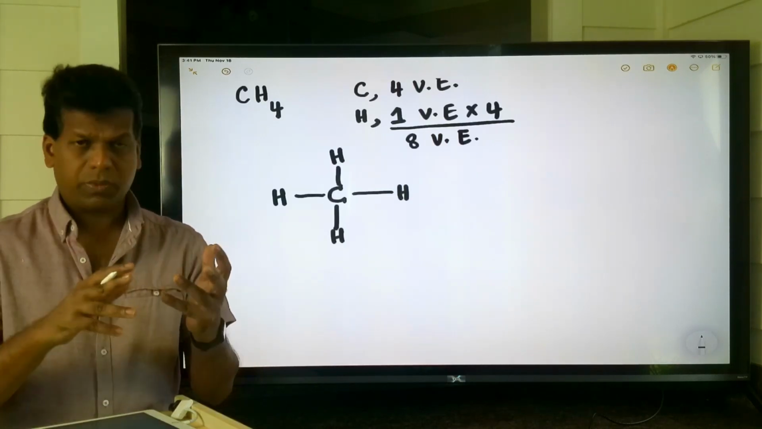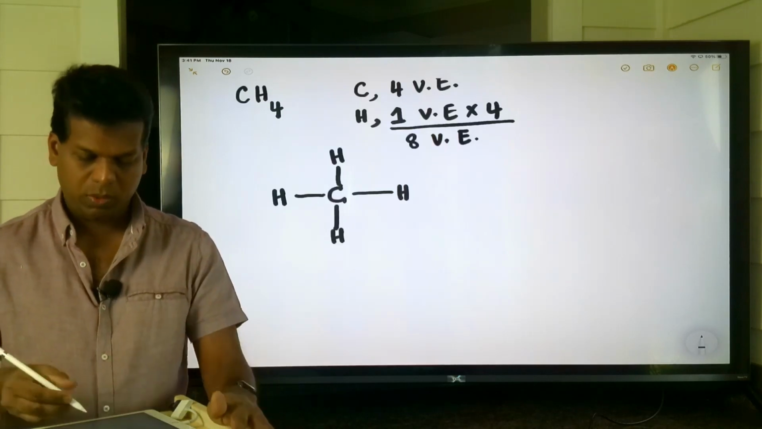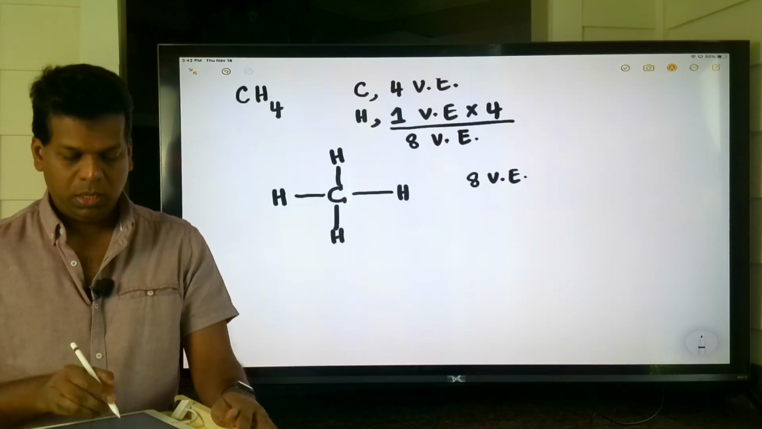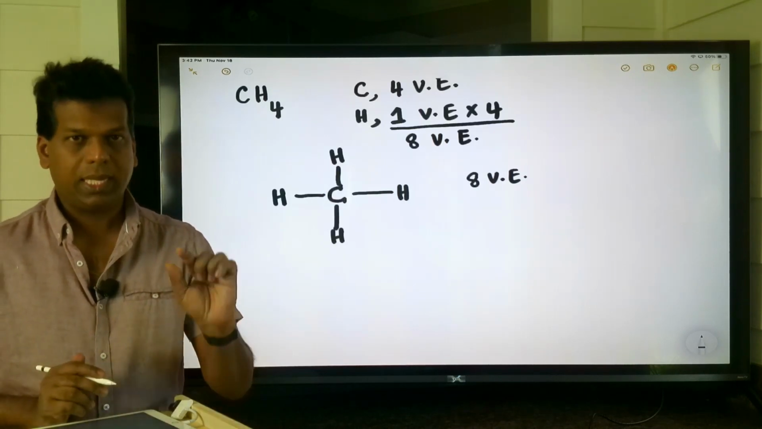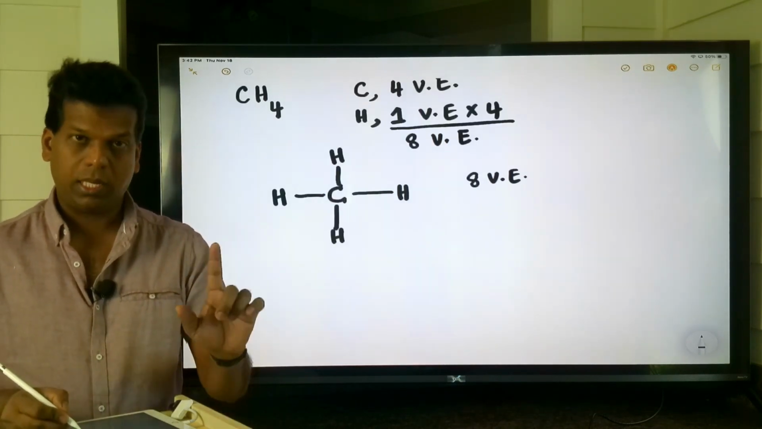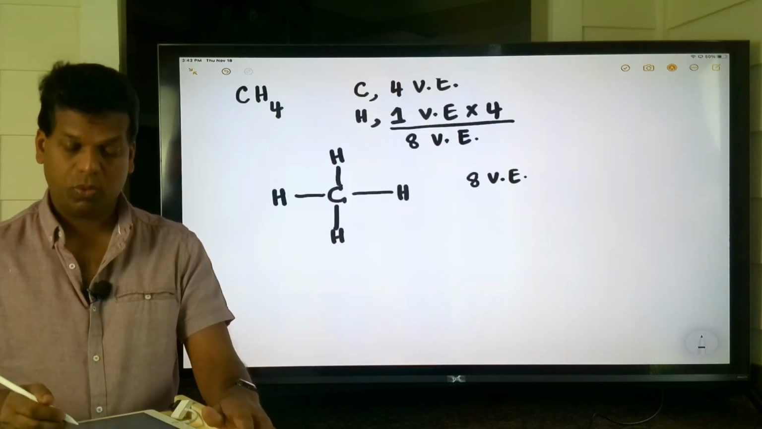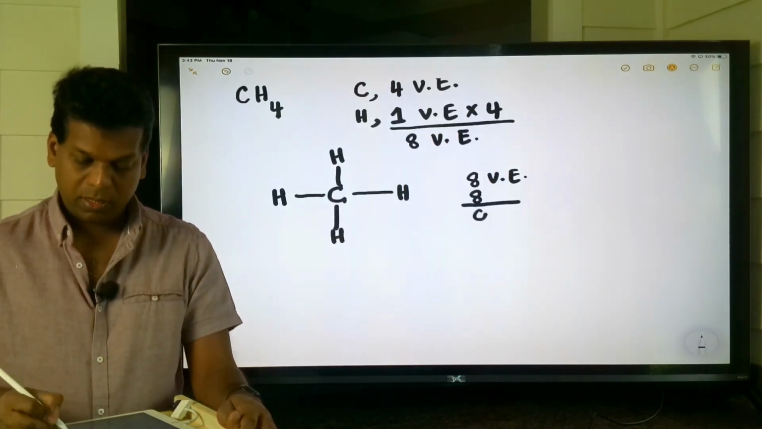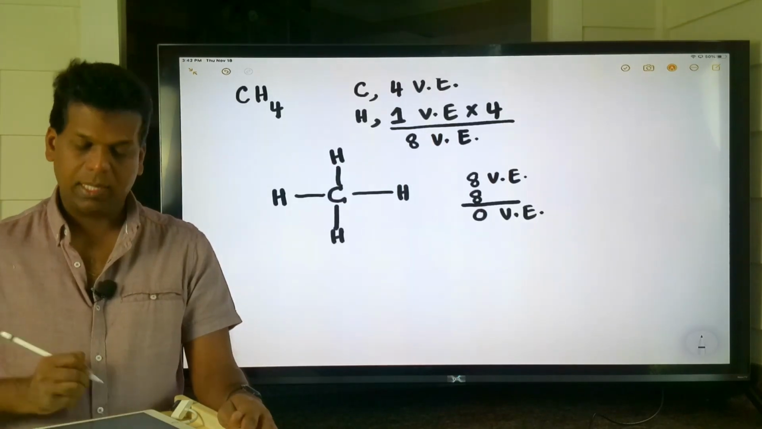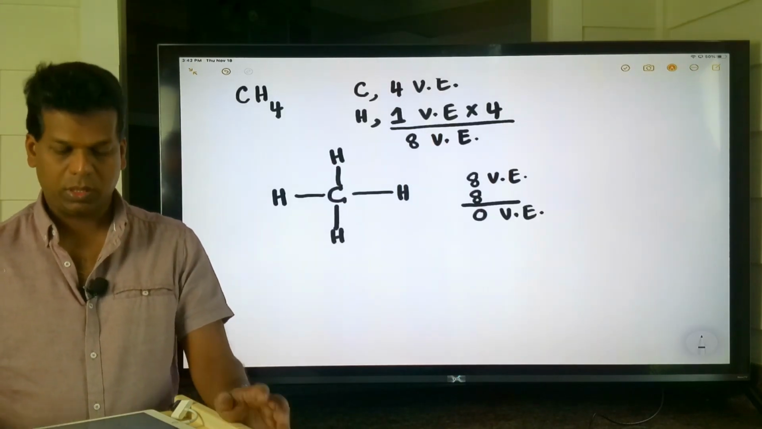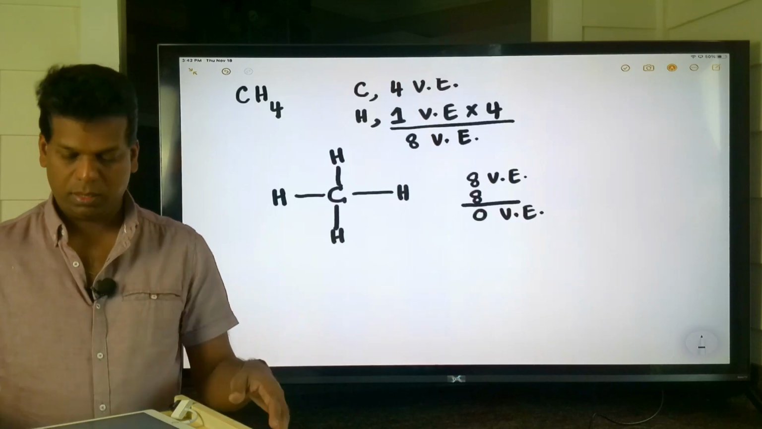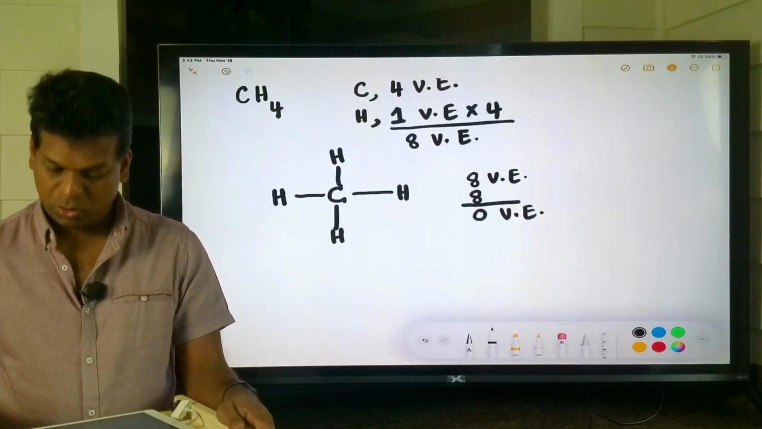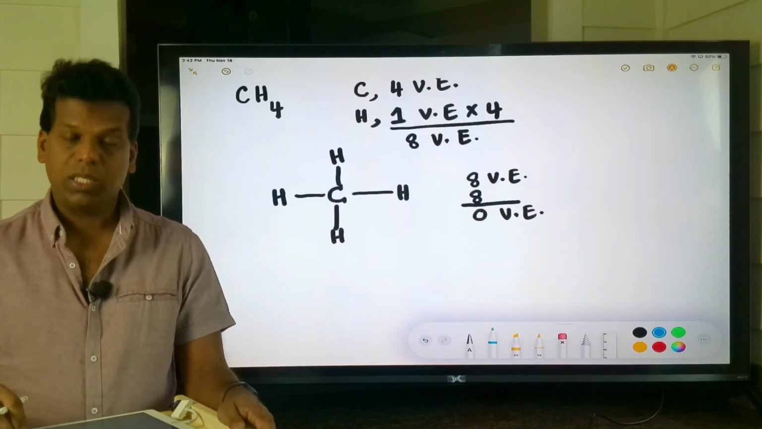So let's keep track of the electron count. Initially there were 8 valence electrons. To create these 4 lines I used 8 electrons. Each line 2 electrons. I created 4, so 8 electrons. Now what is left is 0 valence electrons. So there are no electrons to distribute. So we have used all. So that is the Lewis dot structure for CH4.